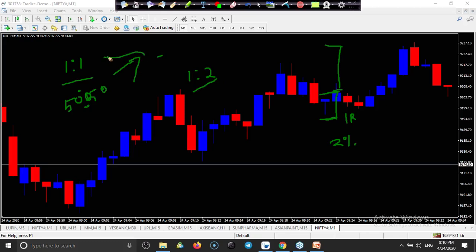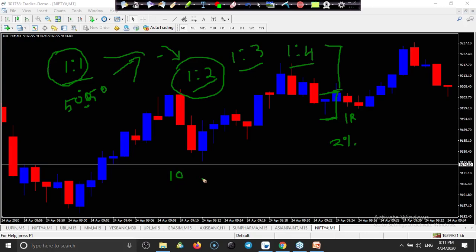Less than 1:1, because we are placing the target too high from this area. If you follow 1:3, your winning ratio will be less. If you use 1:4, it will be even less. All right, so that is why 1:2 is perfect. If you place 1:1, no loss, no gain. If you place 1:2, if you trade 10 trades, five trades go profit and five trades go loss. All right, it is 1:1.